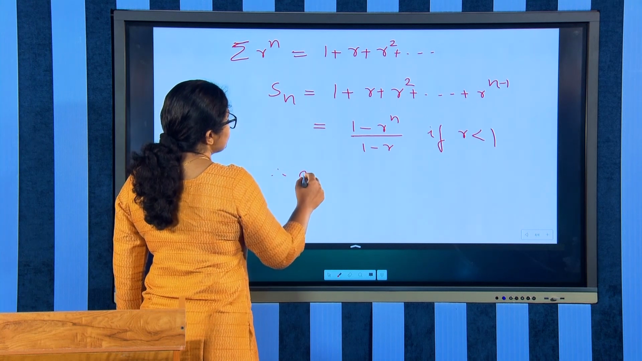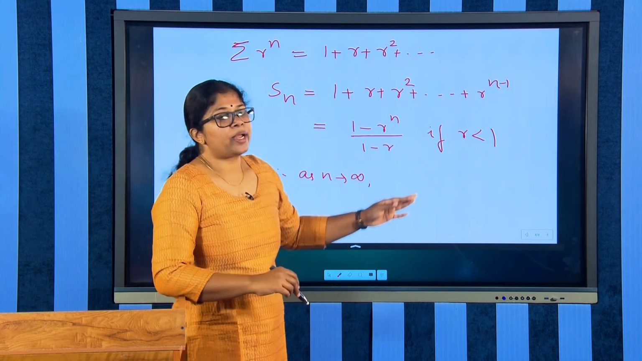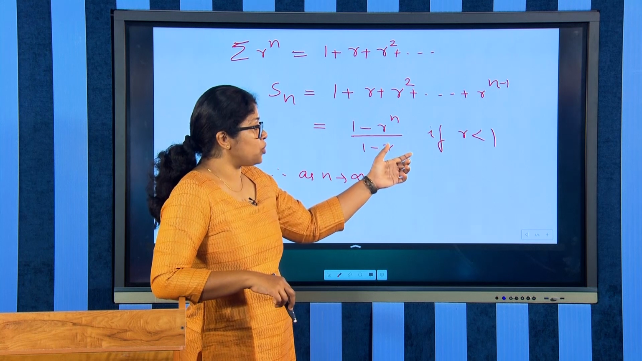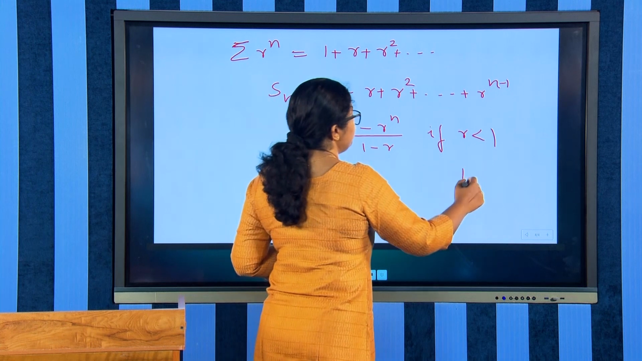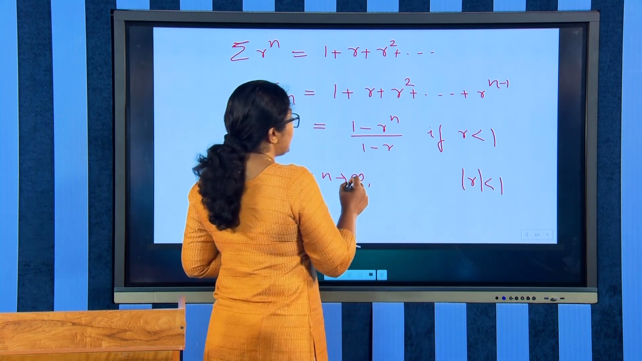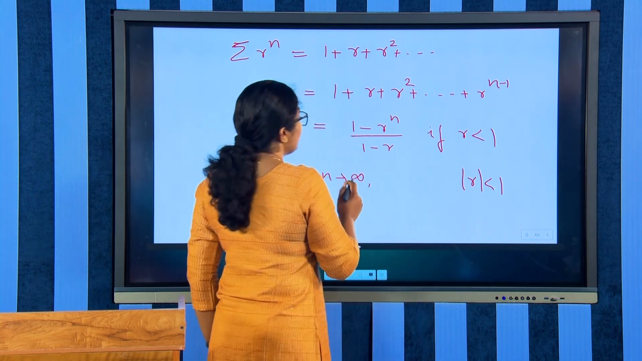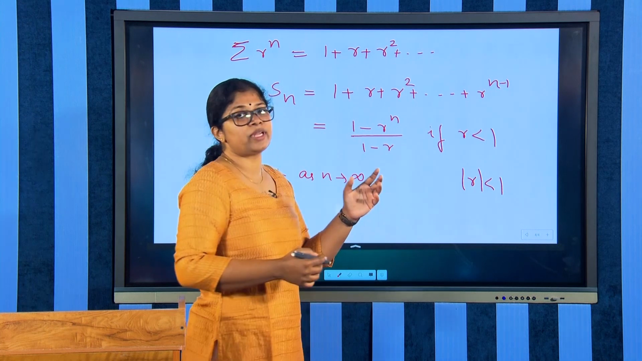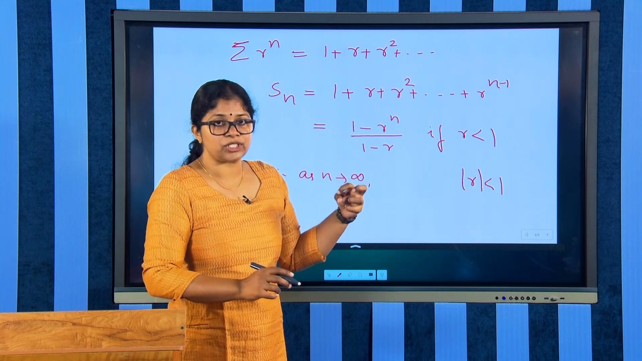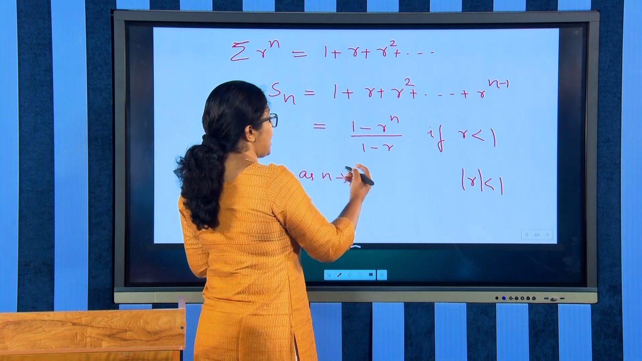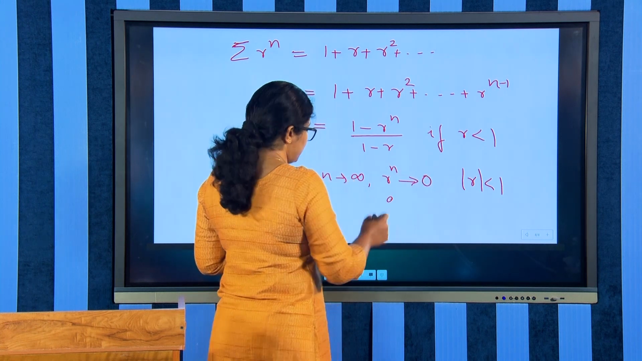Therefore, as n tends to infinity, r less than 1 means r is the common ratio which is less than 1. So if modulus of r is less than 1, we can take r to be positive, that is why we are restricting to modulus sign. So any positive number which is less than 1 is a fraction, and so if we have a fraction, r power n goes to 0 as n tends to infinity.